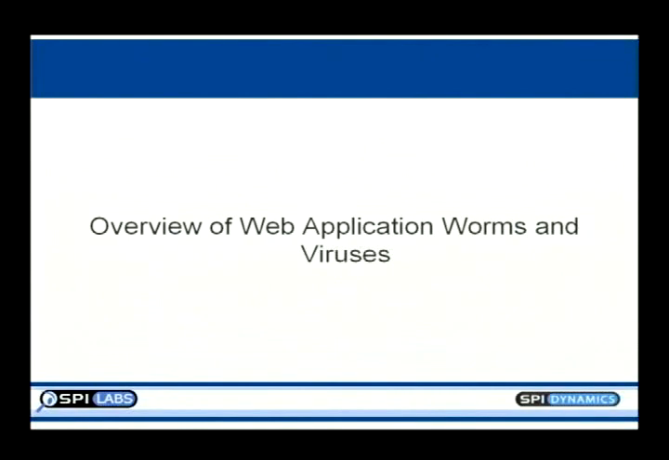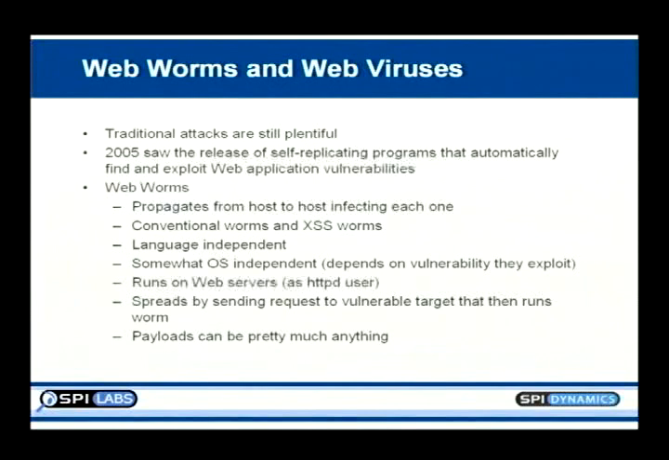Good? All right, sweet. So let's try to talk about some of these web application worms and viruses I keep talking about. Traditional attacks are still plentiful. Don't get me wrong, you can SQL inject and cross-site script and path truncate and all sorts of stuff to your heart's content. I'm certainly not saying that those attacks aren't meaningful anymore. They are. I'm just saying now we have programs that self-replicate. They automatically find and then exploit web application vulnerabilities and then use that host to find more web application vulnerabilities, exploit them, and it grows exponentially.